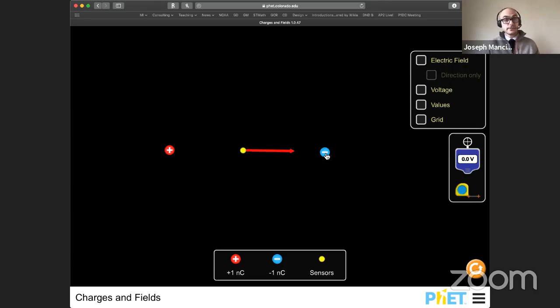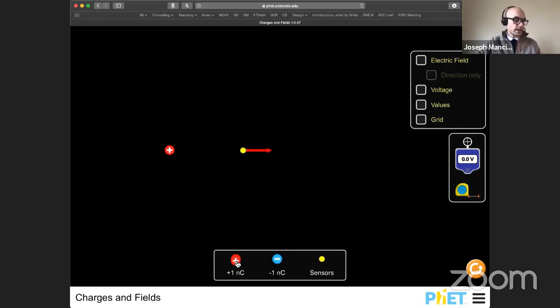You'll notice that the electric field between those charges is stronger than it was when there was only the positive charge. There it is again, and I'll drop it again. And that's because the field between those charges is the sum of the field caused by either charge. The red charge, the positive charge, at the location of the yellow sensor causes a field to the right. And the blue charge, the negative charge, at the location of the yellow sensor causes a field to the right.